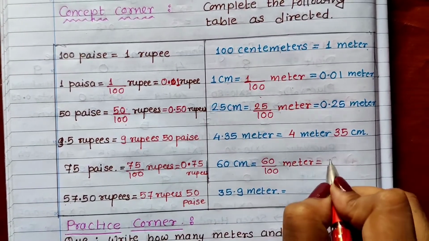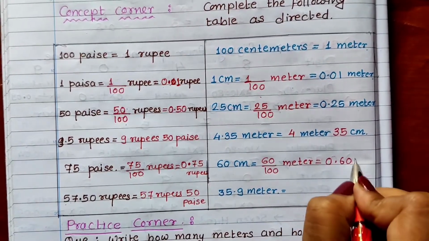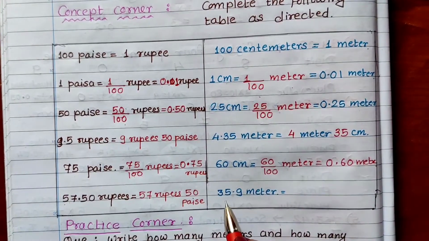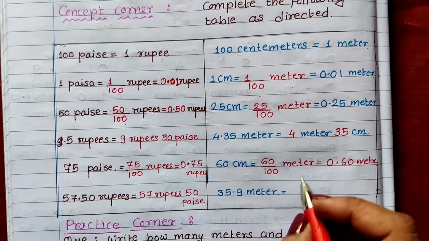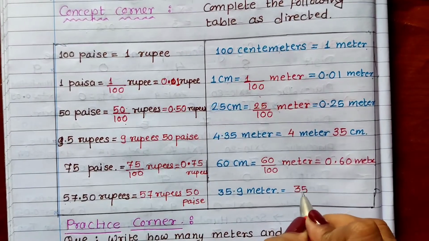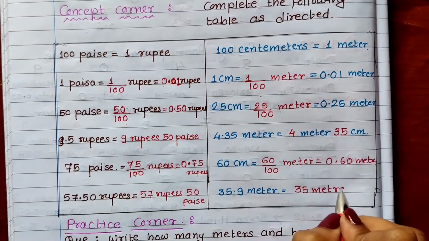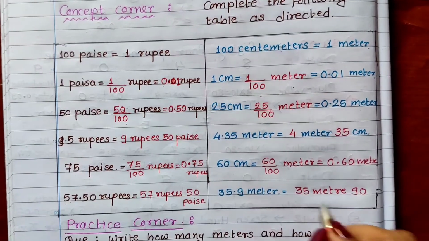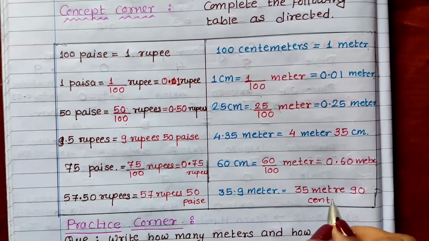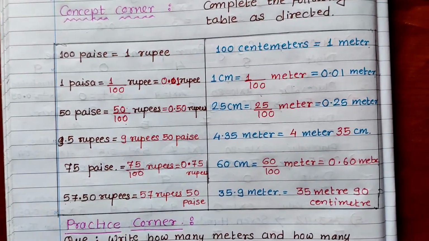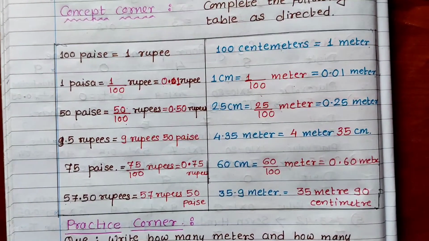So it will be 0.60 meter. Now 35.90 meters. So it means 35 meter 90 centimeter. So in this way you can complete this chart.